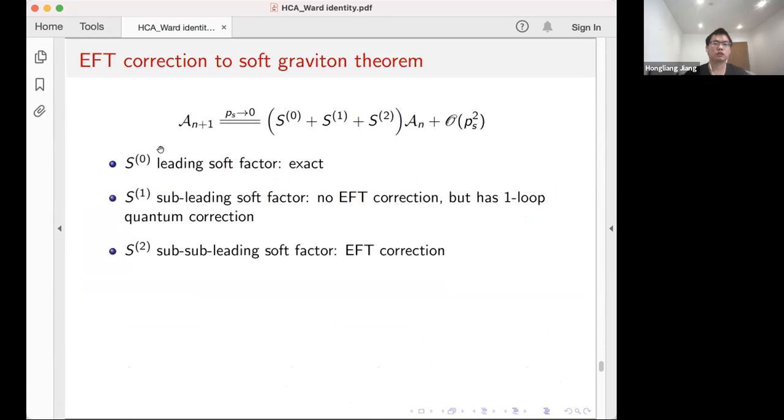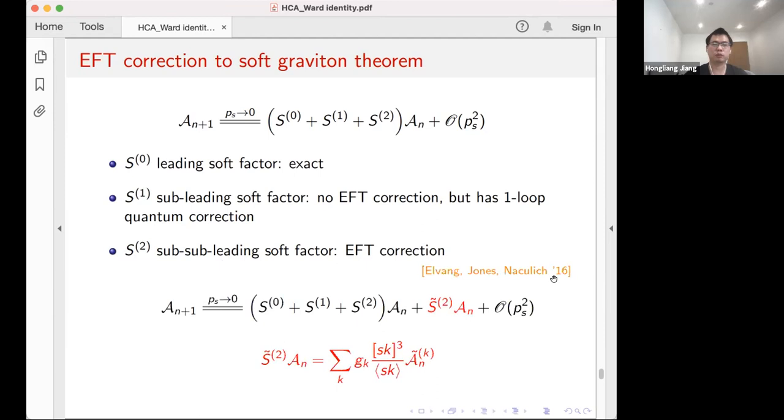So we have this famous soft graviton theorem at the leading, subleading, and sub-subleading order. So the leading order is exact, and the subleading order has one loop correction, but there's no EFT correction. And at the sub-subleading order, there are even EFT corrections, as shown in this paper. So the EFT correction will modify this sub-subleading soft factor. We have an extra piece here, so it will change the particle content on the k-th leg, and G_k is the graviton, and we have similar helicity variables of two soft gravitons and a hard operator on the k-th leg.